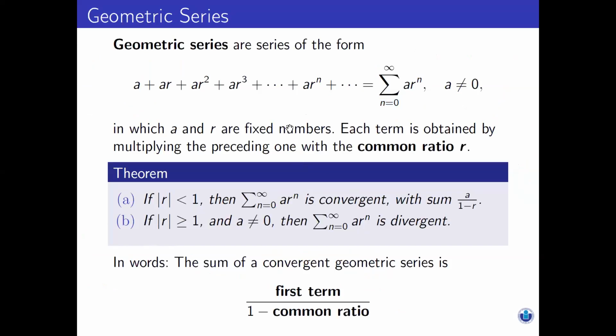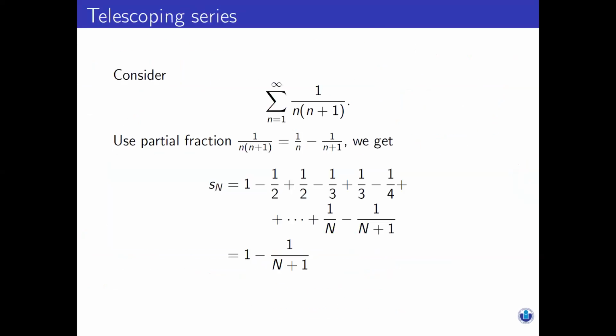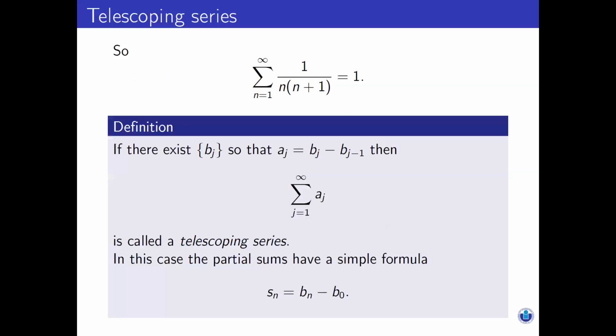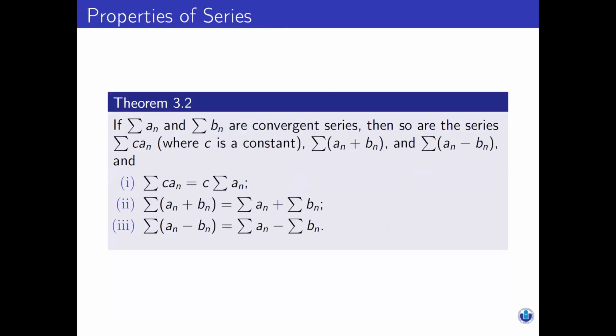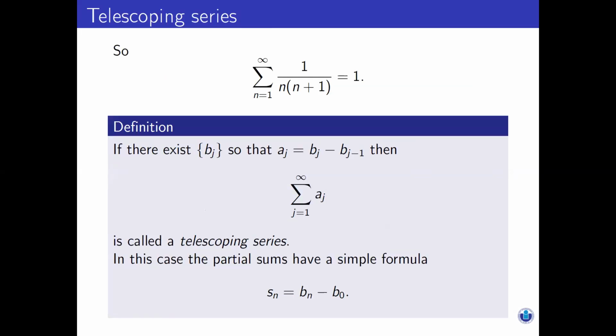Okay, so let's come back. A telescoping series is the series that we saw earlier. Whenever the terms of a series can be written as the difference of consecutive terms of another sequence B, then that sum is called a telescoping series. So this example you have already done at the beginning, and this is called a telescoping series.